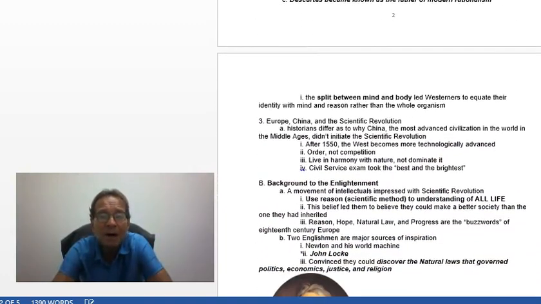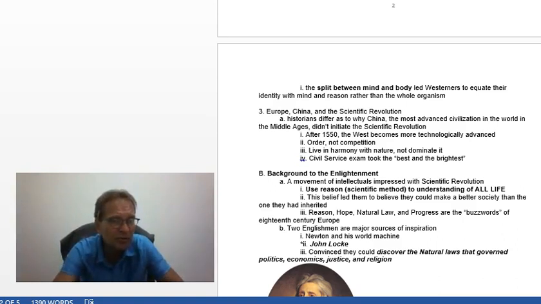And the split between the mind and the body, in other words, you have to do experiments, right? You must engage in empiricism, and that marked the Westerners to equate their identity with the mind and reason rather than with the whole organism, as Easterners did, especially East Asians, who believed that all knowledge was from within through self-contemplation. Now Westerners abandon that and begin to embrace more and more every century from 1600 on the scientific method.